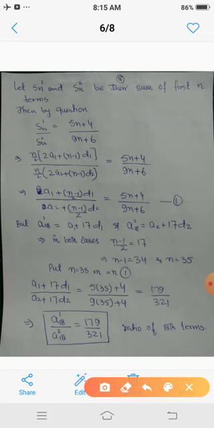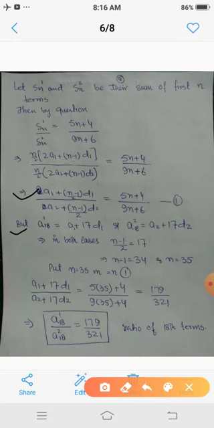Now here n/2 is a constant, so we cancel this n/2 in the numerator as well as in the denominator, and the 2 can be taken common, so it will cancel in numerator and denominator. We simply get (a1 + (n - 1)/2 d1)/(a2 + (n - 1)/2 d2) = (5n + 4) into 9 divided by (9n + 6). Name it equation first.